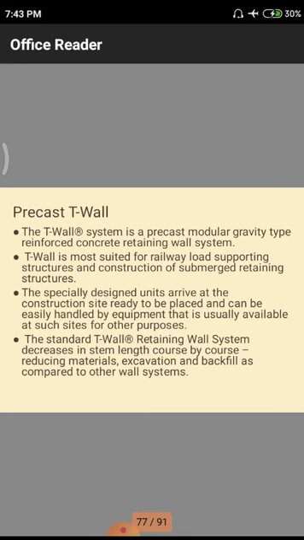The specially designed units arrive at the construction site ready to be placed, and they can be easily handled by equipment. Normally whatever materials we need to arrange in the site are precasted elements. Precasted means the materials come from the industries, so we simply assemble those precasted elements, and we get a huge amount of time saving.